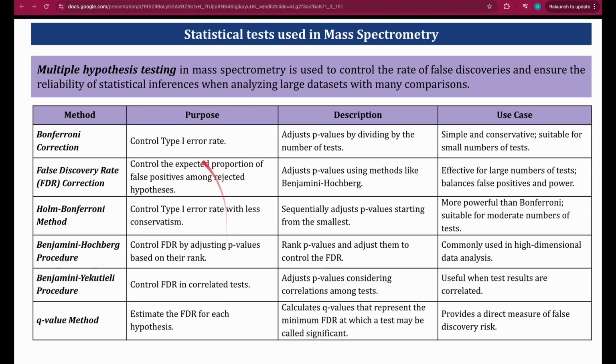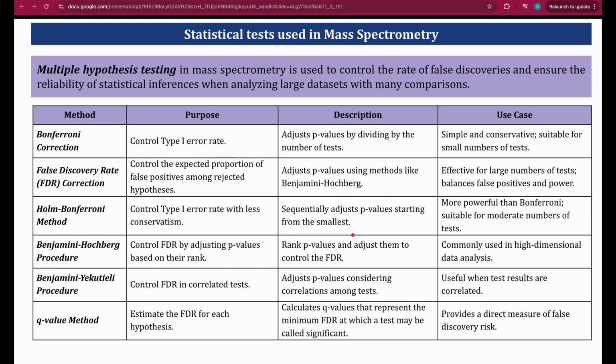All these methods, if you see, are trying to deal with type 1 errors or false discovery rates. One is the Holm-Bonferroni method, which controls the type 1 error rate with less conservatism. It sequentially adjusts the p-values starting from the smallest.